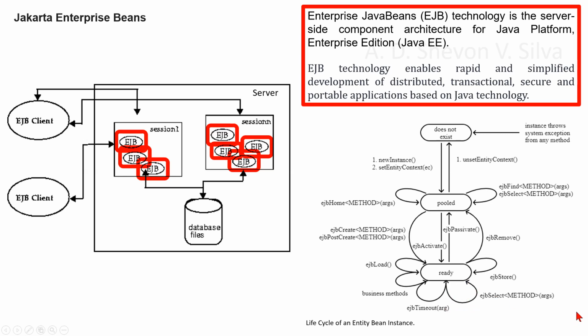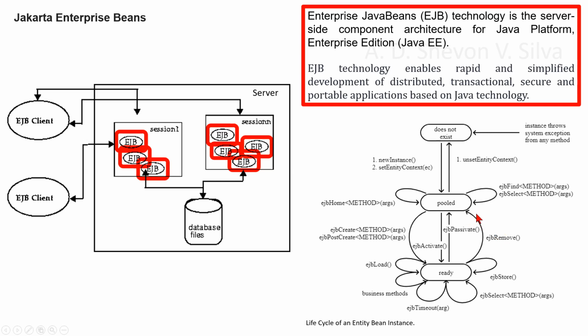The container can choose to passivate an entity bean instance within the transaction. To passivate an instance, the container first invokes the EJB store method to allow the instance to prepare itself for the synchronization of the database state with the instance's state, and then the container invokes the EJB passivate method to return the instance to the pooled state. Eventually, the container will transition the instance to the pooled state.